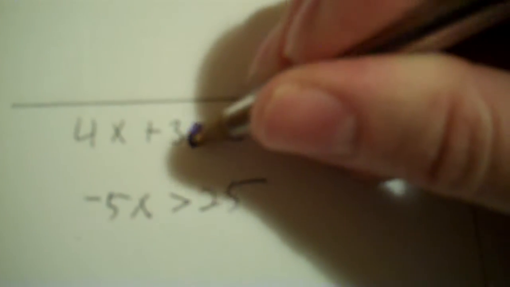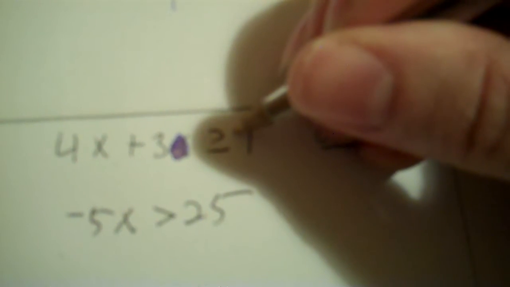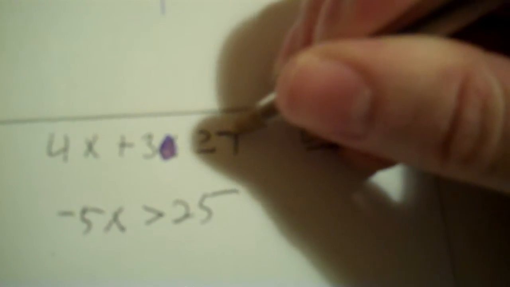Okay, another compound inequality. We have that x shouldn't be on the 3. Okay, sorry about that. And that 1 should be a negative. So yeah, I messed that up. 4x plus 3 greater than or equal to negative 1, or negative 5x greater than 25.